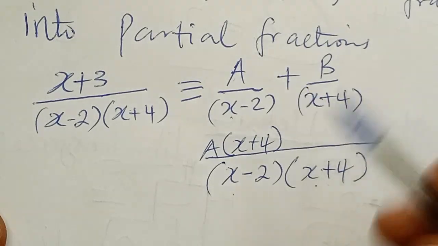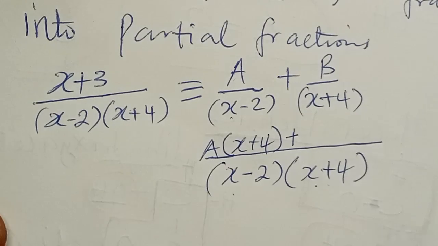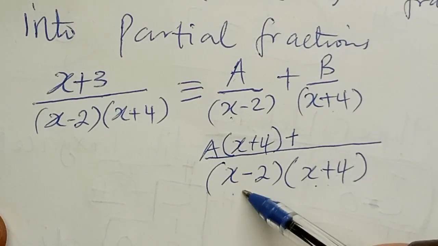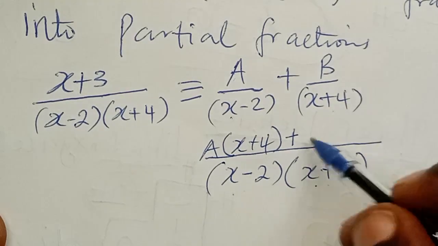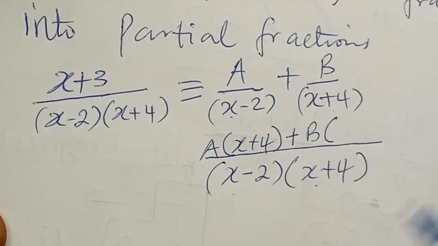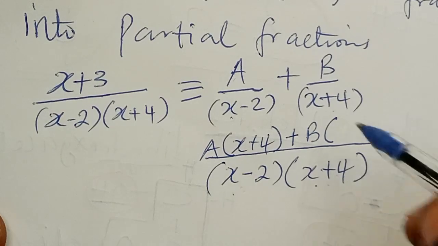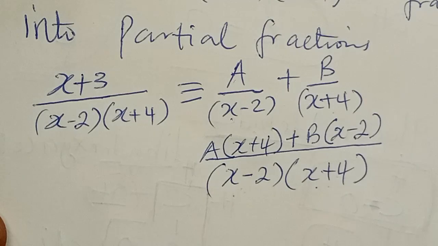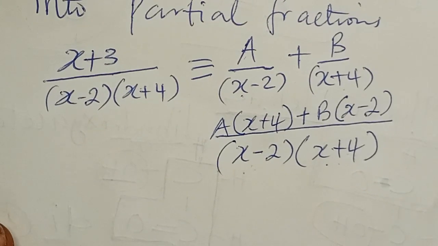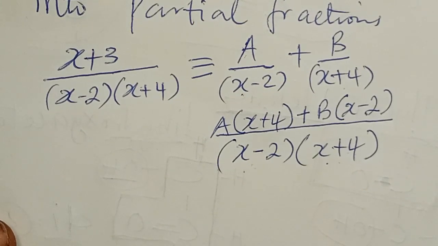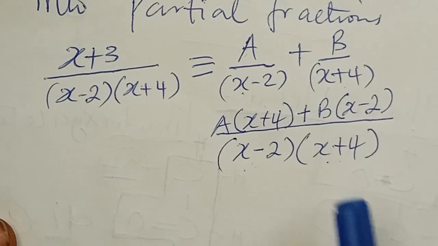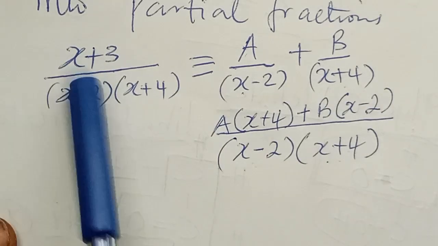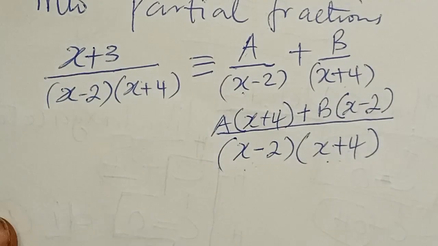Then this plus sign is going to come here. Now this x + 4 is going to cancel, and we are going to be left with x − 2. Therefore, this B is going to be multiplied by this x − 2. So this is the expression that we have now. And looking at this expression, we are going to equate it to what we have here.